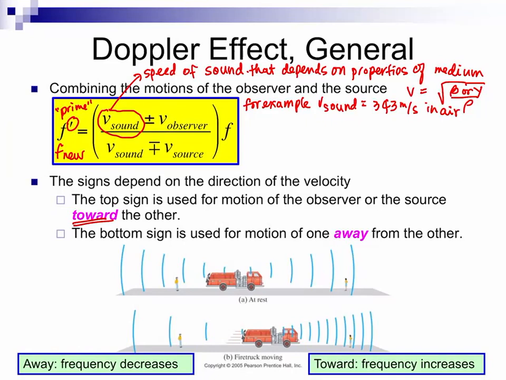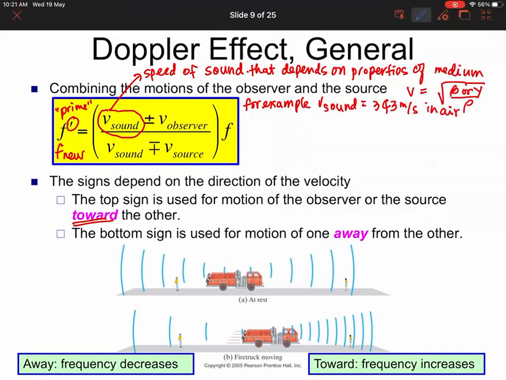So if we look at this figure here, when the source or the observer are moving towards each other, notice how the frequency increases. And so you should have a higher frequency when the source or the observer are moving towards each other. So that means that in the top part, you should add the speeds so that you have a large number on top, and you should subtract the speeds at the bottom so you have a smaller number at the bottom.